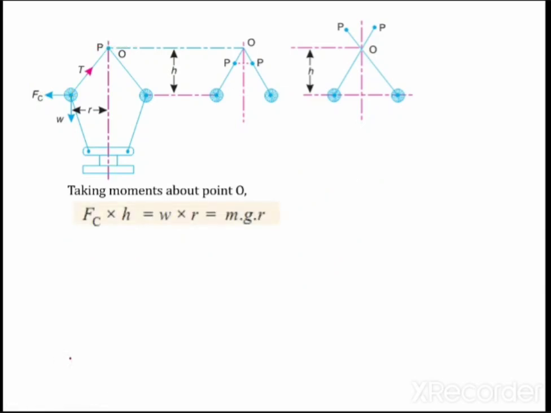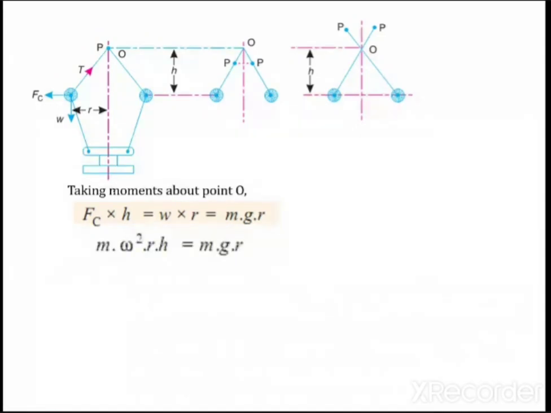So FC into H is equal to W into R. Is it clear? Sorry, W not omega. W is nothing but the weight, and the distance between the line of action of W and O is R. So this is the anti-clockwise moment, negative, or vice versa. Doesn't matter, finally it has to be in equilibrium. So I'm getting FC into H is equal to W into R.